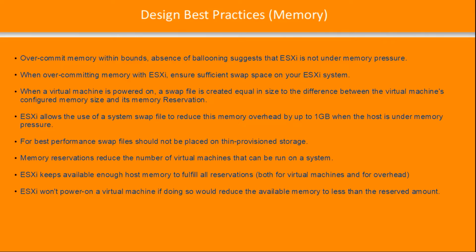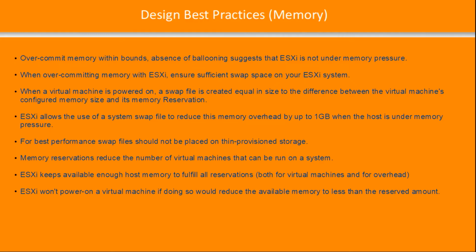When a virtual machine is powered on, a swap file is created equal in size to the difference between the virtual machine's configured memory size and its memory reservation. ESXi allows the use of a system swap file to reduce this memory overhead by up to 1 GB, especially when the host is under memory pressure. For best performance, ensure swap files are not on thin provisioned storage.